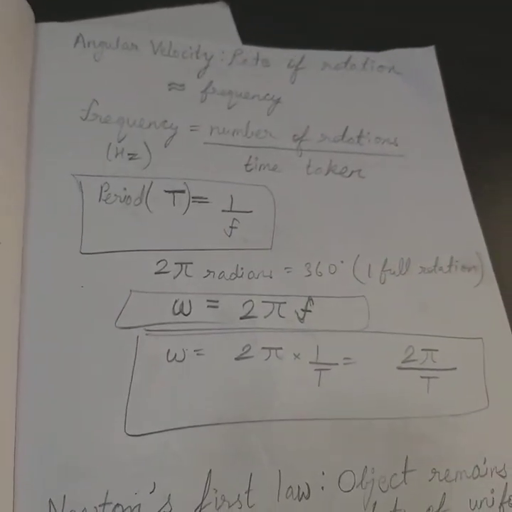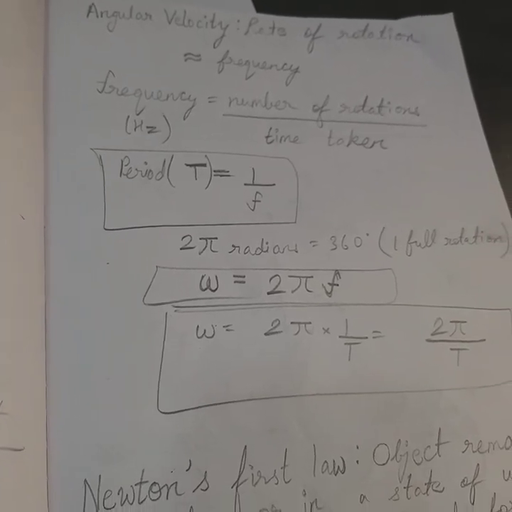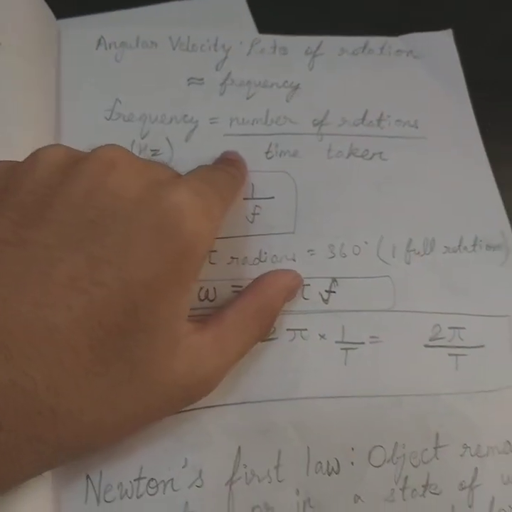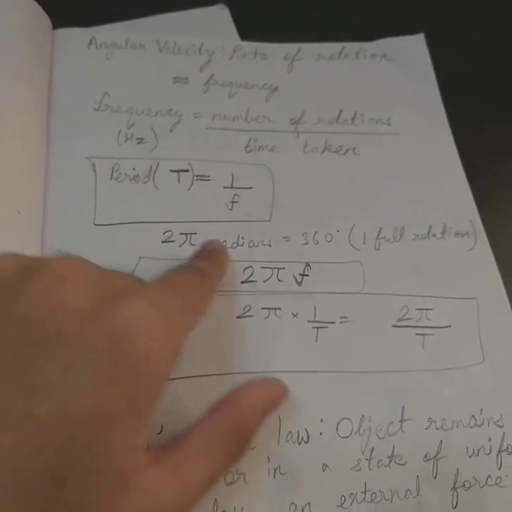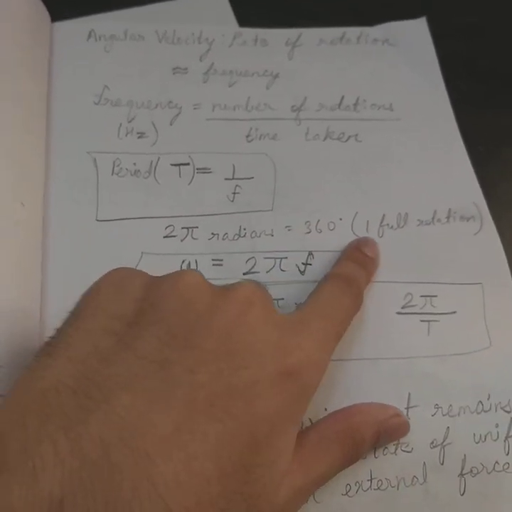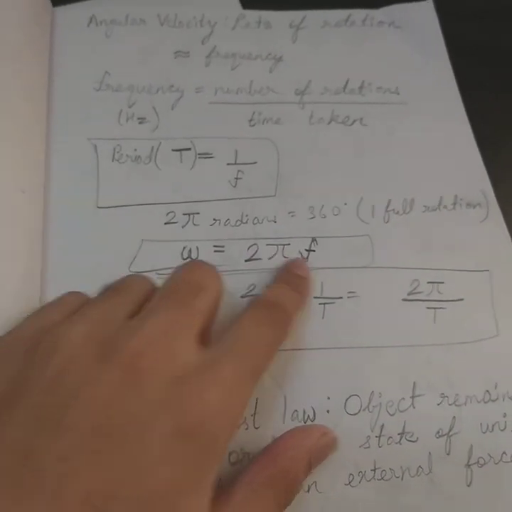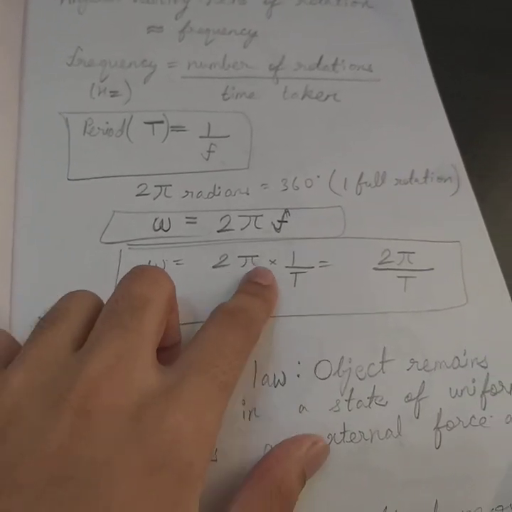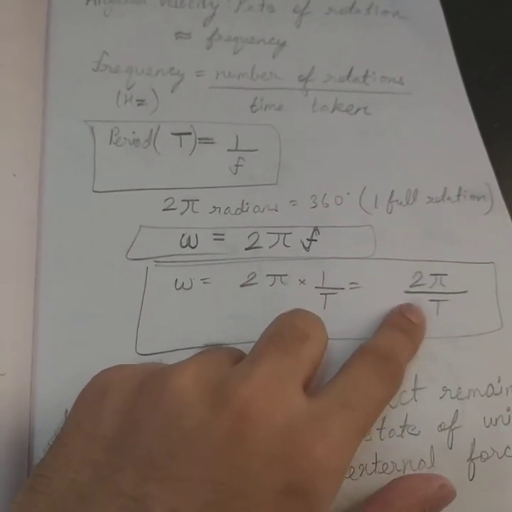So basically, from that we can conclude that angular velocity is the rate of rotation, and rate of rotation is the same thing as frequency, which is expressed in hertz. As we can see here, frequency is the number of rotations divided by time taken. And as 2 pi radians is always equal to 360 degrees, which is one full rotation, we can write omega is equal to 2 pi f, on the basis of which we can also write omega is equal to 2 pi into 1 by T, equal to 2 pi by T, because T is the period for one full rotation and is always expressed in seconds.